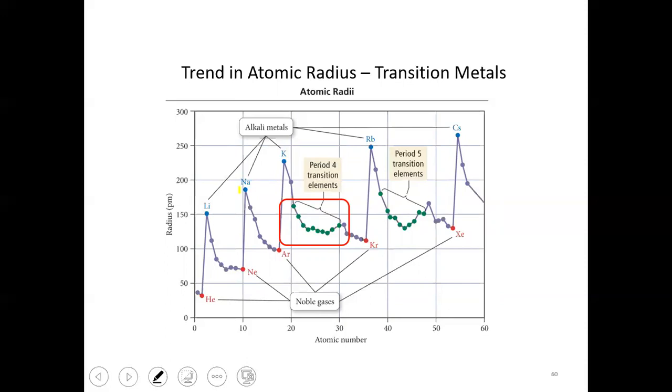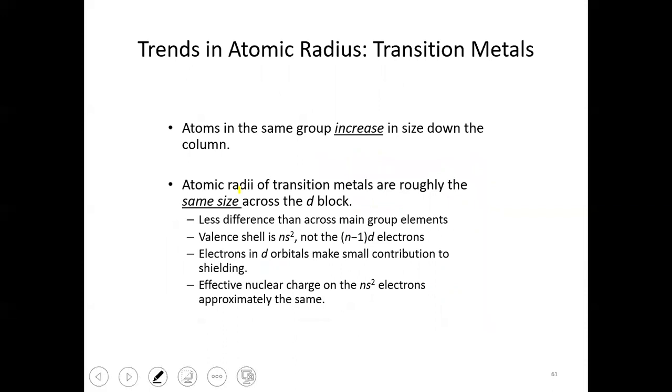So let's explain that. Now, the one thing that is true is that if you compare transition metals in period 4 with period 5, you can see that there is progressively an increase in the size, just like it was for the regular main group elements. And that makes sense because as you go down, you have a bigger n value, in other words, a valence shell that's farther away from the nucleus. So it makes sense that they'll increase in size down the column.